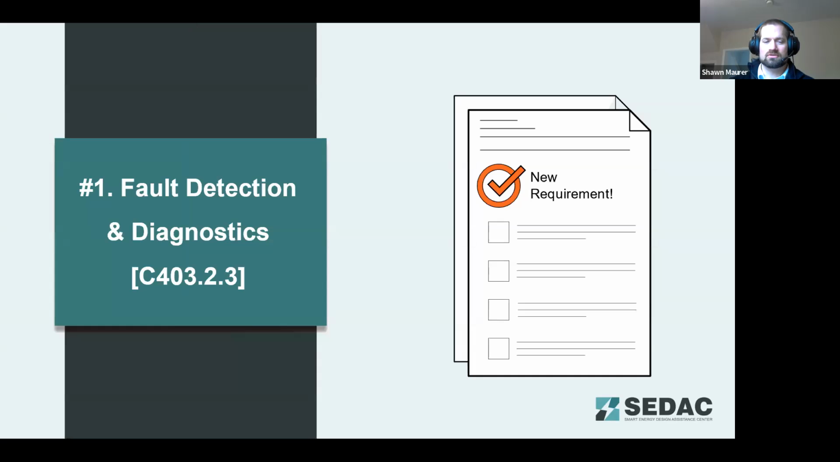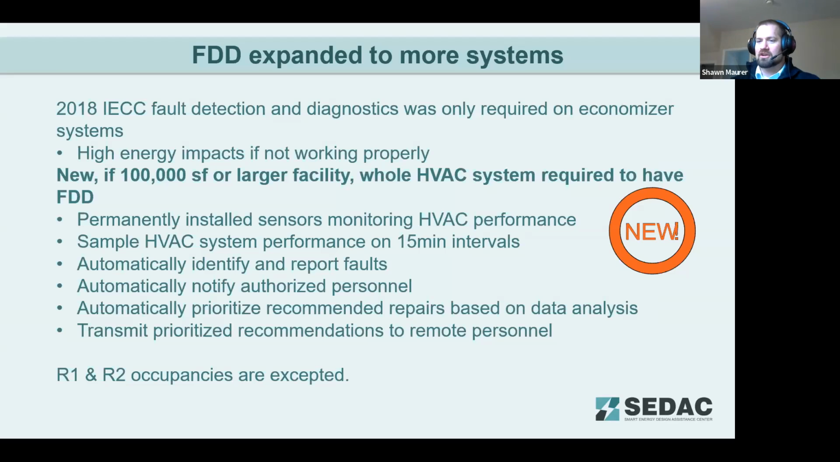Now for the 2021 IECC, this has been expanded quite a bit to general mechanical systems. So if you've got a new construction building that's greater than 100,000 square feet or larger, then the whole HVAC system is required to have built-in fault detection and diagnostics. So you're going to need permanently installed sensors to monitor HVAC performance. So chillers, boilers, individual HVAC units, things like that.